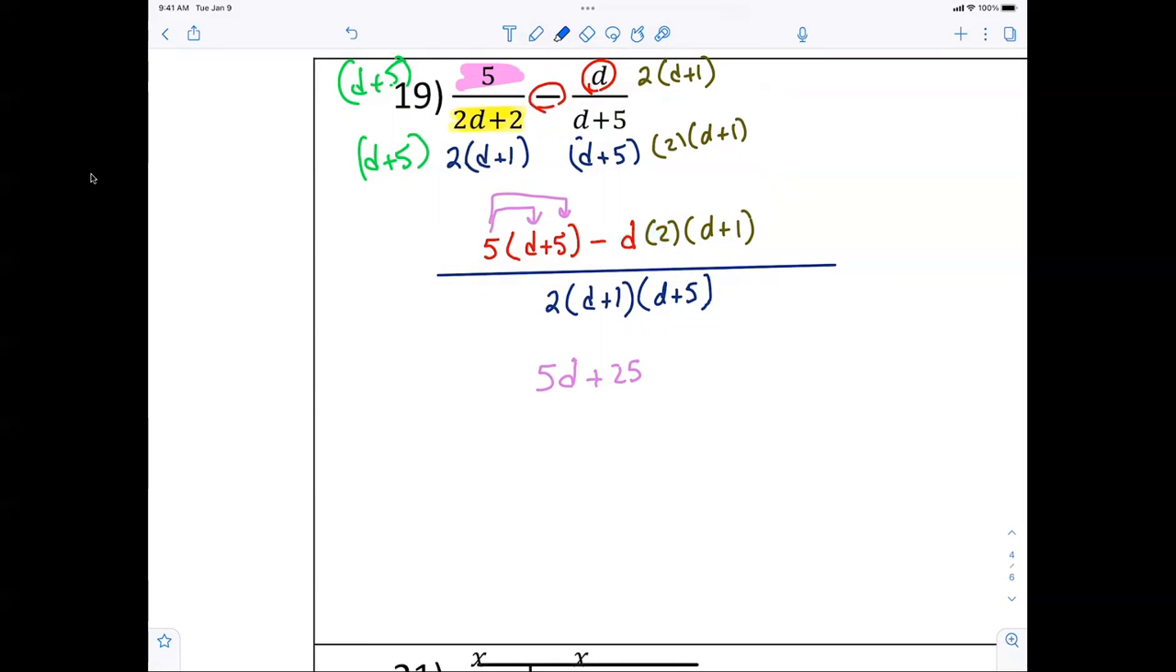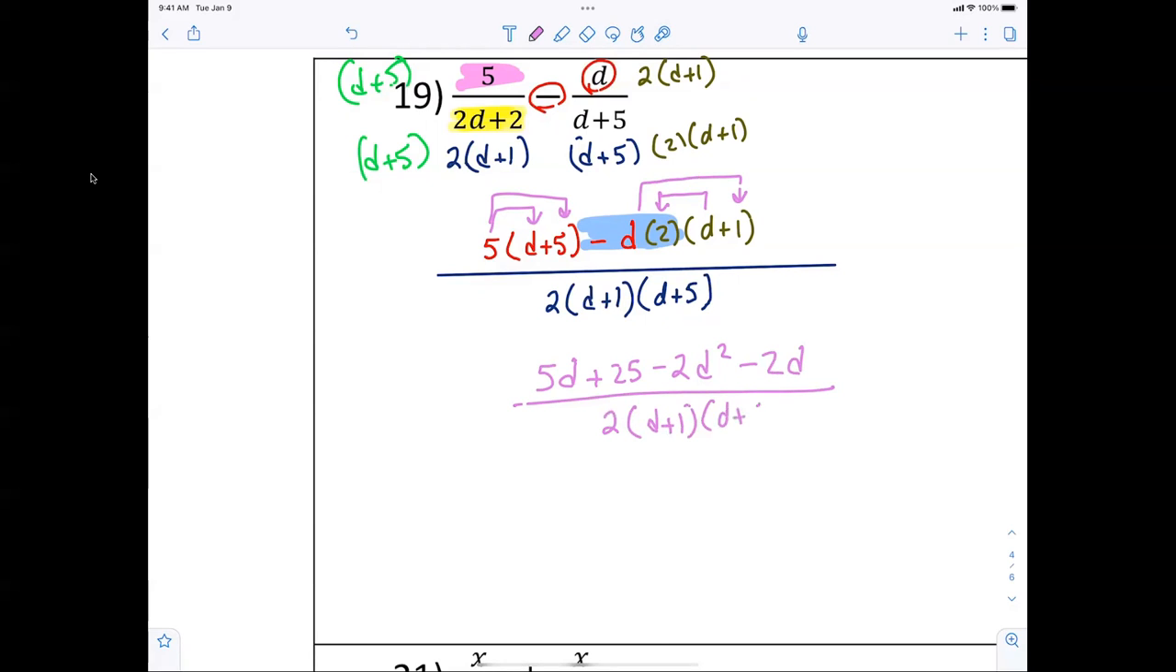All right, I want everybody to make sure you're hearing me. You're distributing a negative 2D. So what's D times negative 2D? Negative 2D squared. And then negative 2D times positive 1. What is that? Negative 2D. All over 2 parentheses D plus 1, D plus 5.